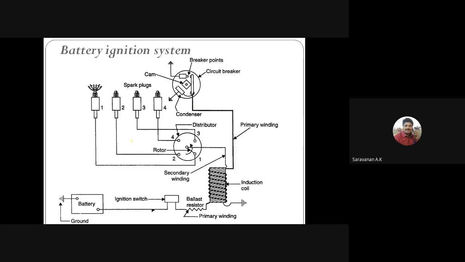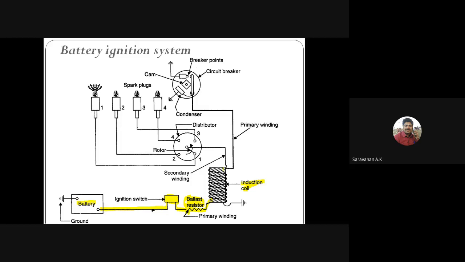See here how the connections are. The battery is connected to the ignition switch, and the ignition switch is connected to the induction coil. Between the ignition switch and the induction coil, we have a resistor. What is the function of the resistor? I will explain that in the next slides. See the induction coil.